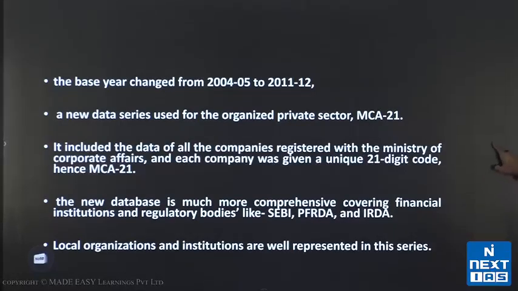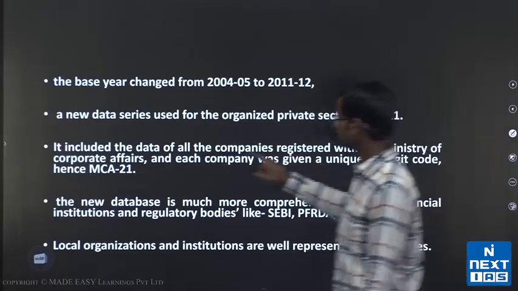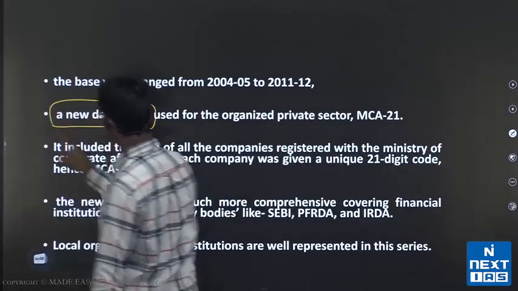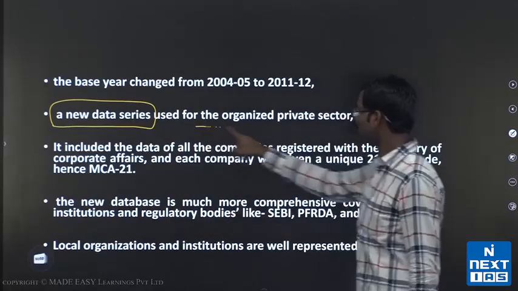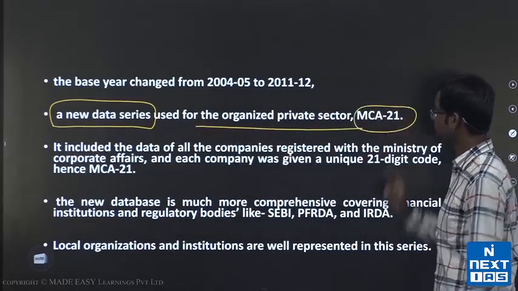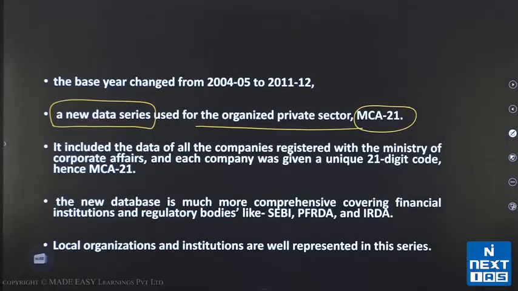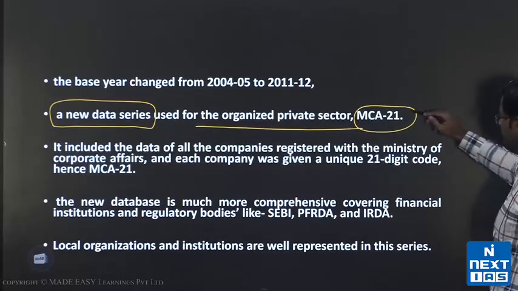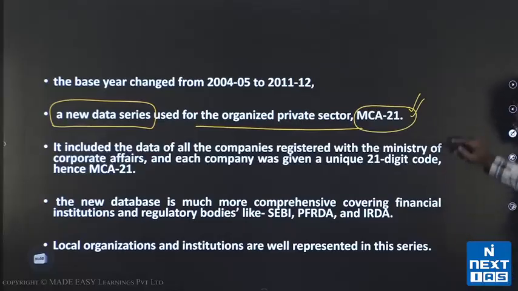Next point. A new data series used for the organized private sector. MCA 21. There is a Ministry of Corporate Affairs 21 database. So now we are taking the MCA 21 database. So a new data series used for the organized private sector, the MCA 21 database. I'll explain, don't worry.